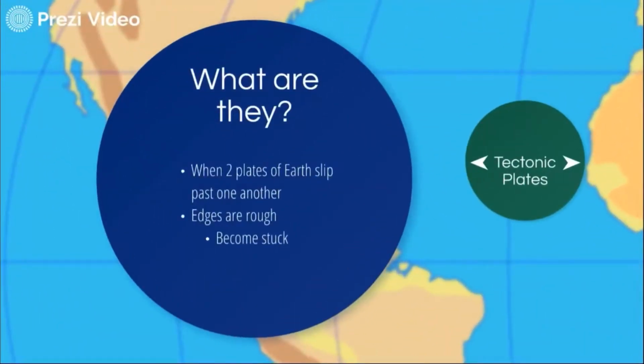I'm going to start by talking about the background and what exactly earthquakes are. They happen when two plates of the Earth slip past one another, and this happens because the edges of each plate are rough, so they become stuck to each other, and as the rest of the plates move, it causes a quake, and the friction builds up between them.